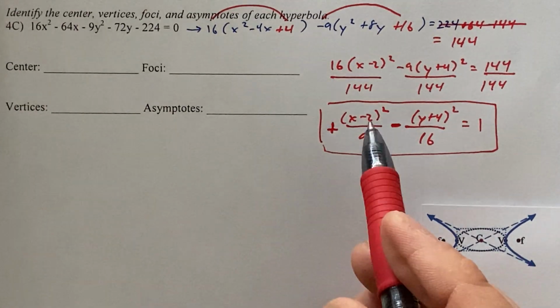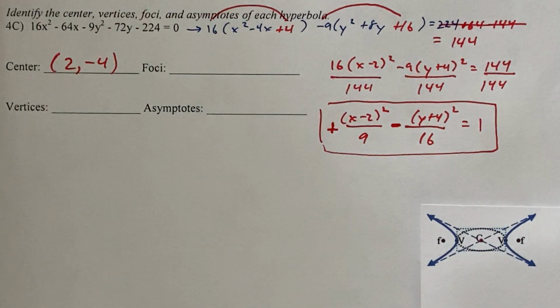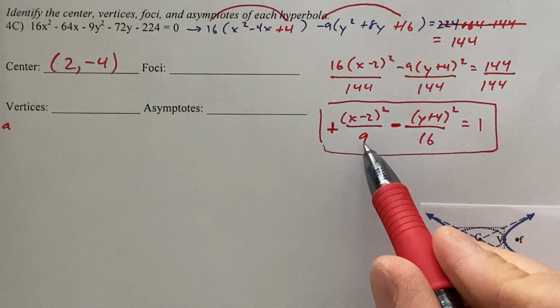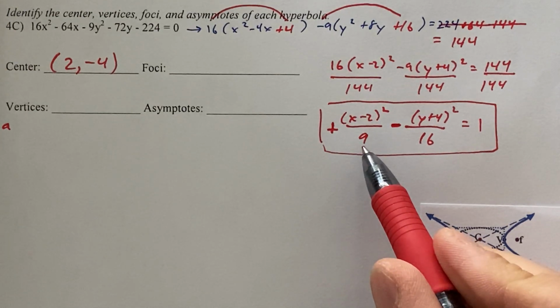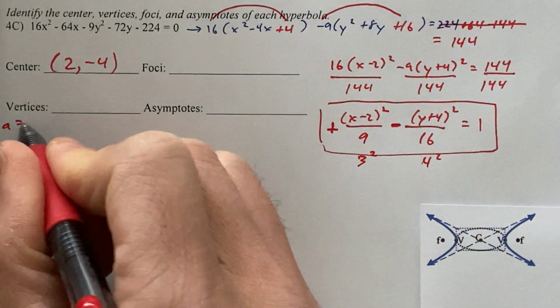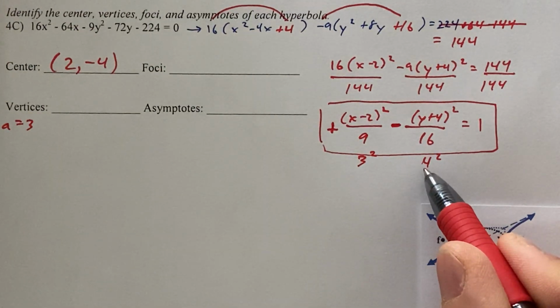So the center, once again, really important, make sure you have 2 comma negative 4. A, the distance from the center to the vertices, is given by this number right here. Be careful, I wrote this as 9. I should have written it as 3 squared, okay? Just to make it a little bit more user-friendly. So A equals 3, not 9. This is B, which is great, but I don't need B.